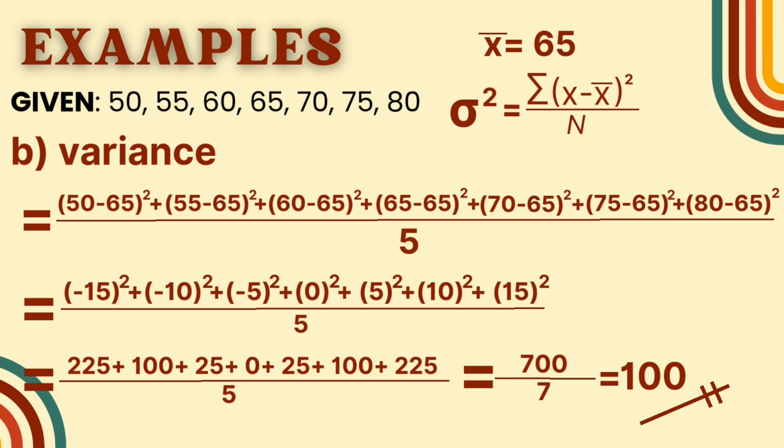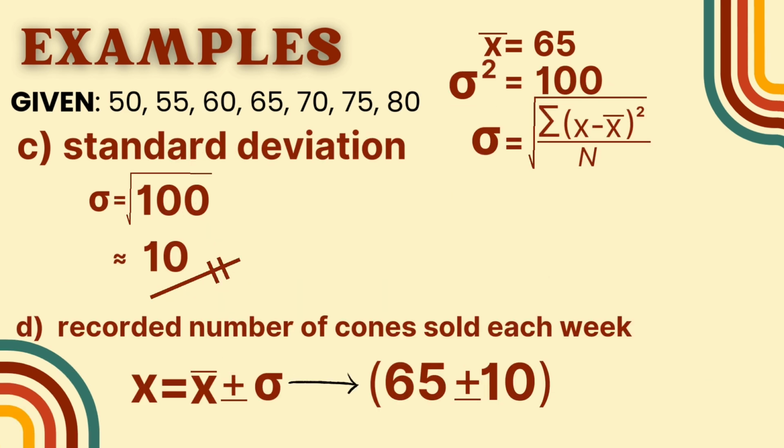So 700 divided by 7 is equal to 100. So our variance is 100. For our standard deviation, just square root 100, so it's equal to 10. And for our D, recorded number of cones sold each week, is equal to 65 plus minus 10.